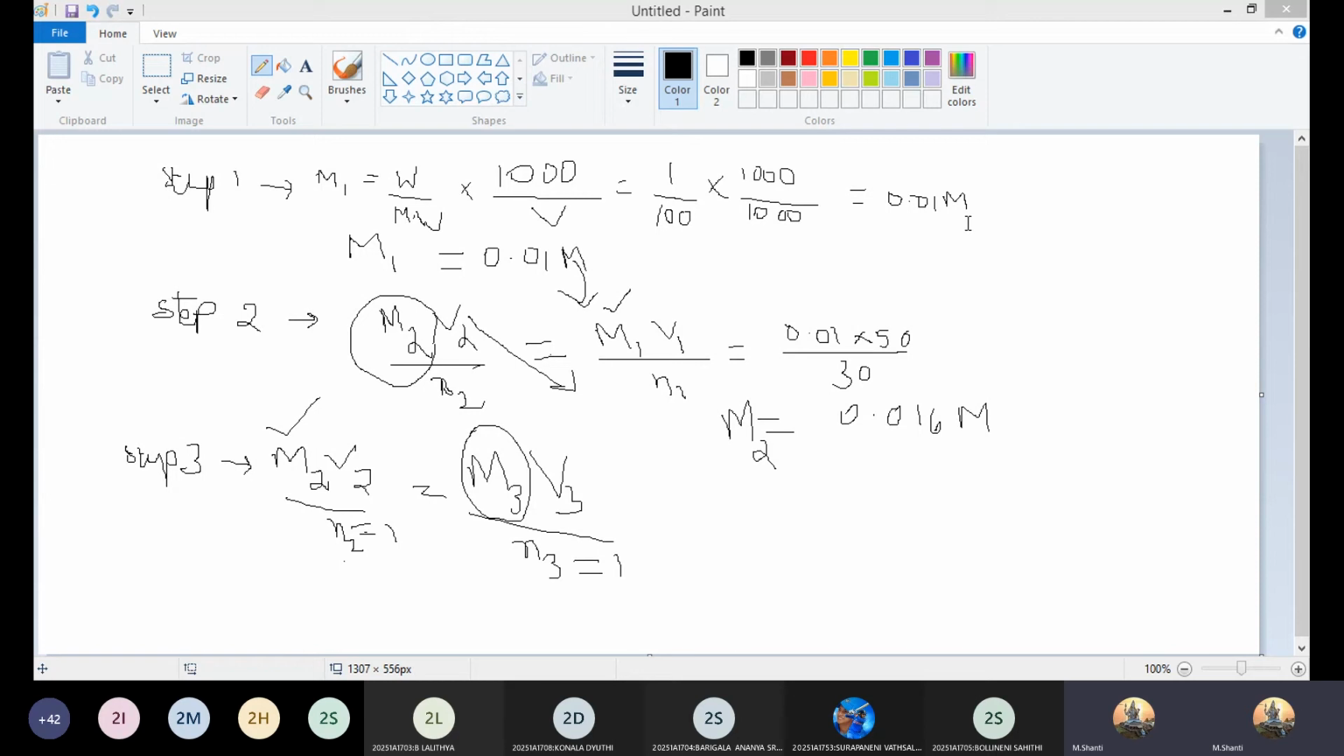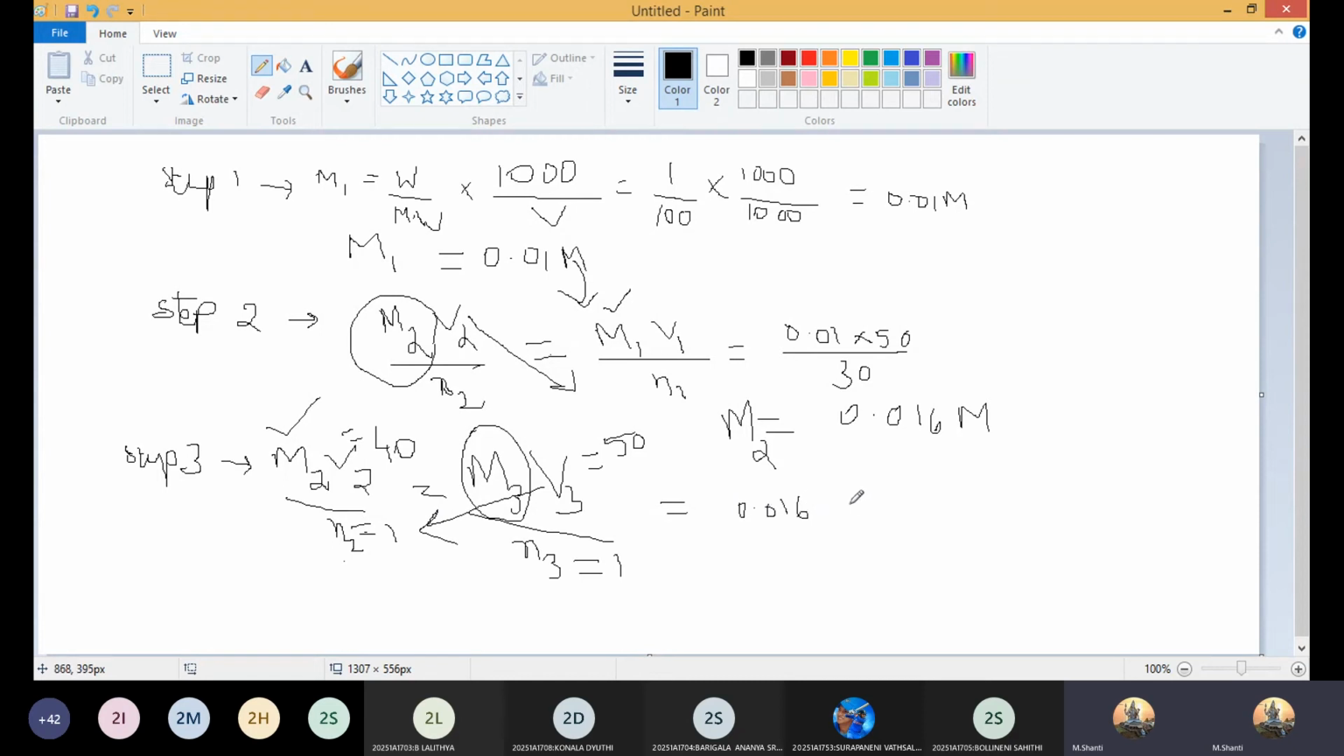Now, continuing with the question: 50 ml of hard water sample required 40 ml of EDTA. So which is V2, which is V3? V2 is 40, the EDTA, ma'am. Yeah, very good. V2 is 40 because they are giving 40 ml of EDTA, and V3 is 50. Now we want to calculate M3. So when we have to calculate M3, V3 must be taken to the other side.